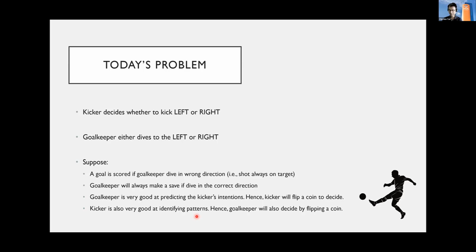Essentially, you have a penalty kicker who decides to kick to the left or to the right, and you have a goalkeeper that decides whether to dive to the left or to the right. All shots are going to be on target, and if the goalkeeper dives in the correct direction, he or she is going to be able to make that save. Under this situation, there are a few questions that we can potentially ask.